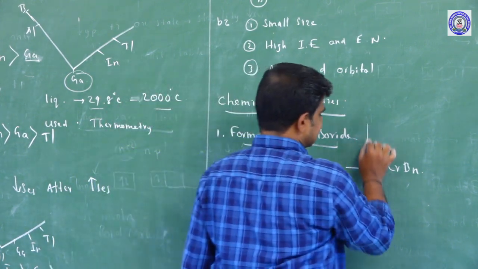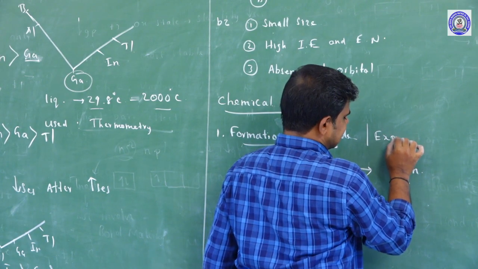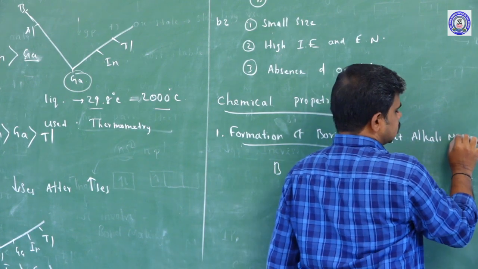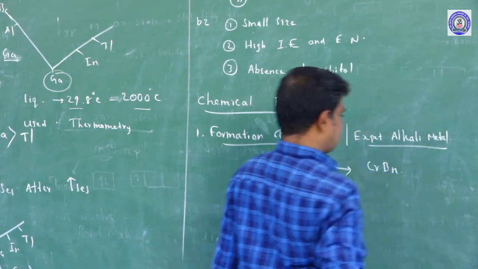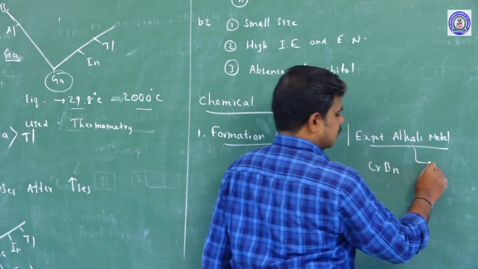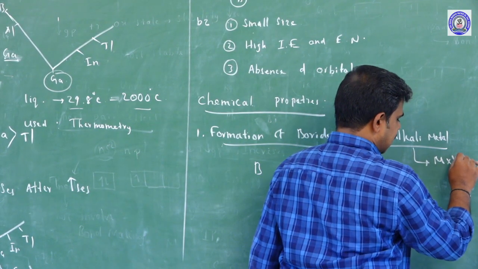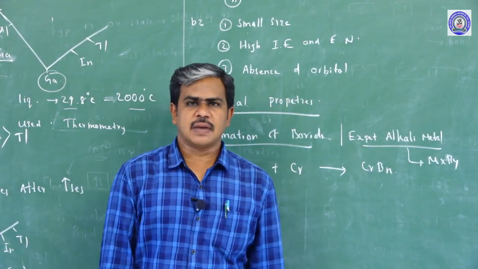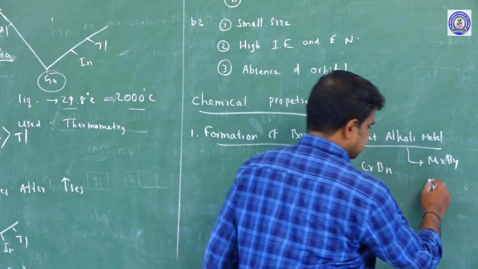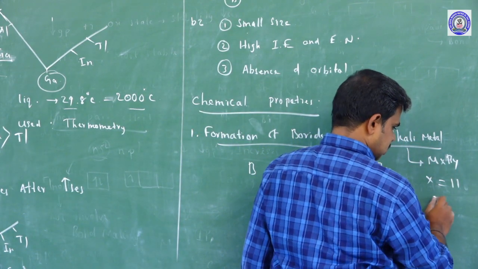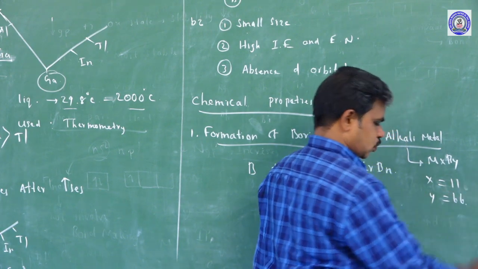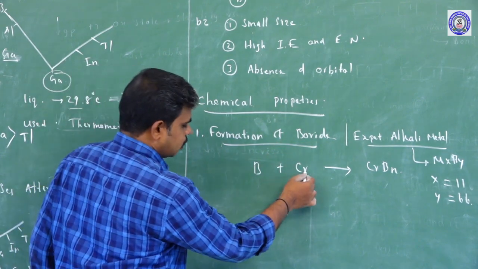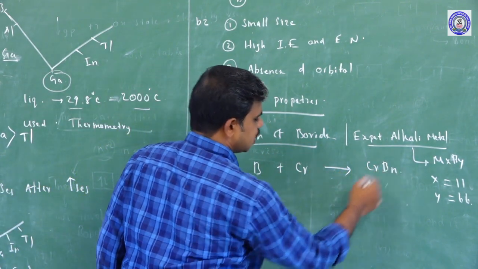Here there is an exception: it is except alkali metals. Any metal except alkali metal forms MxBy type of borides. Here x equals 1 and y equals 6, in the case of chromium. So chromium is reacted with boron and forms chromium boride.